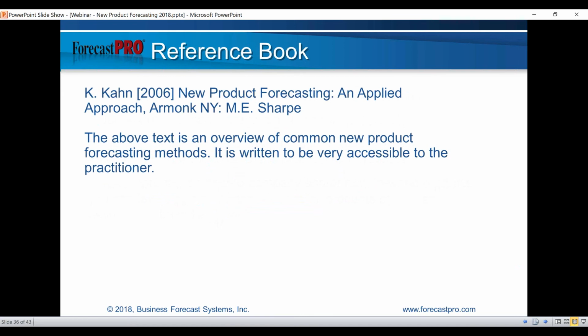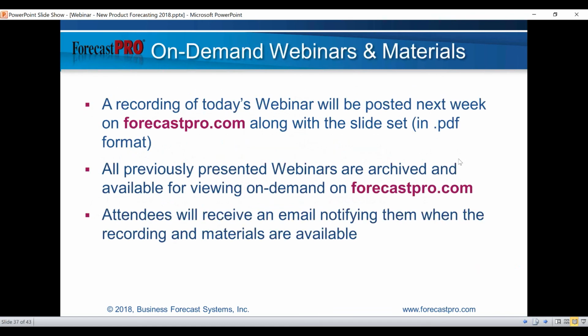This is a book. It's written by Ken Kahn, who is an authority on new product forecasting. It's very much written for a business person. It's only about 100 pages long or so. And if you're interested in getting a good overview on all the methods we've covered, as well as many others, I would highly recommend this book. It's a nice little reference.